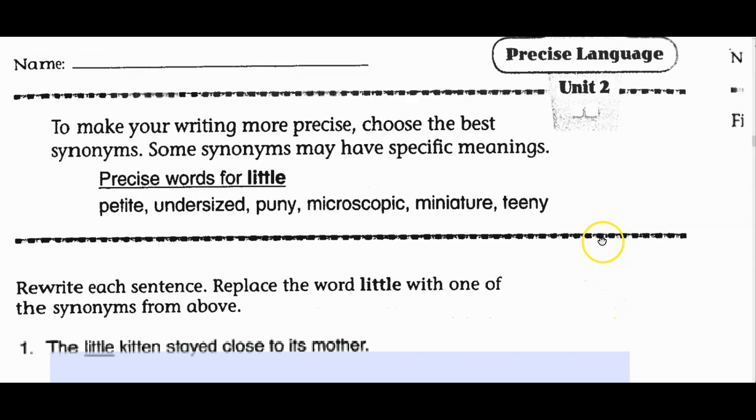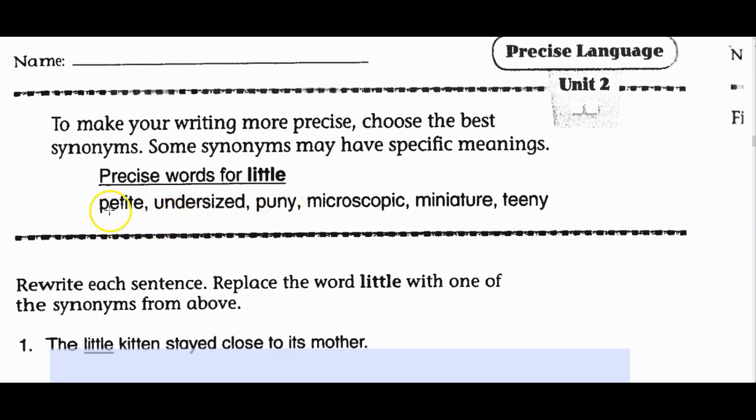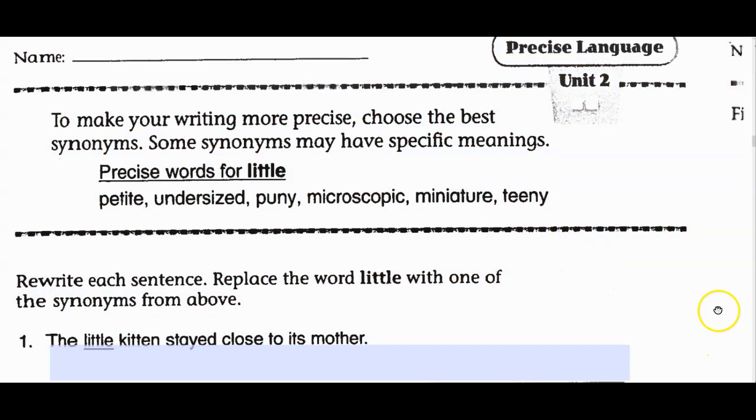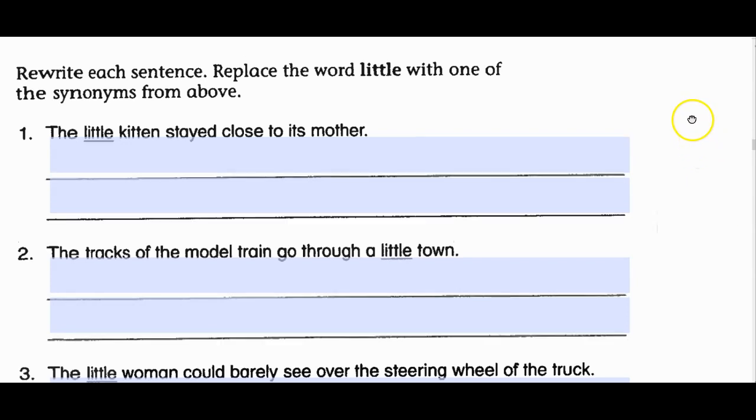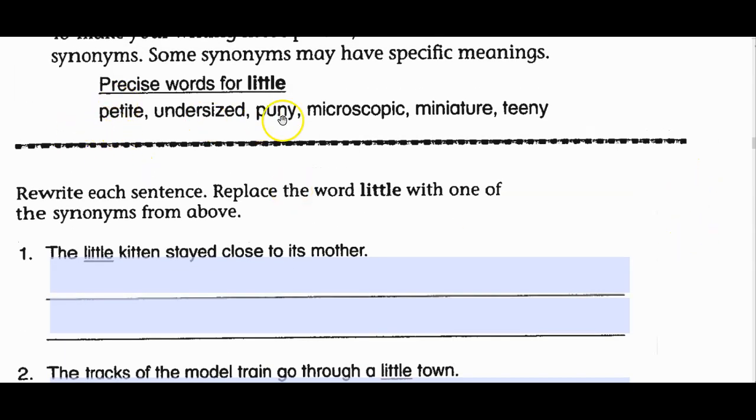So again, we have the precise word for little: petite, undersized, puny, microscopic, miniature, and then teeny. So it says rewrite each sentence, replace the word little with one of the synonyms from above. So the little kitten stayed close to his mother. Is that petite, undersized, puny, microscopic, miniature, or tiny? Or teeny? Probably the teeny, huh?